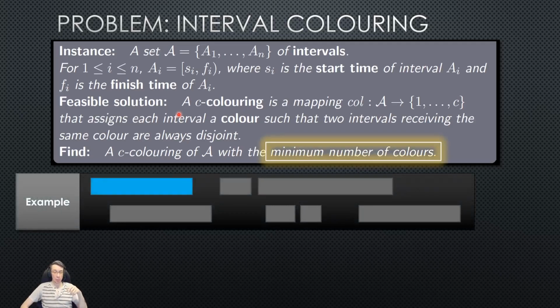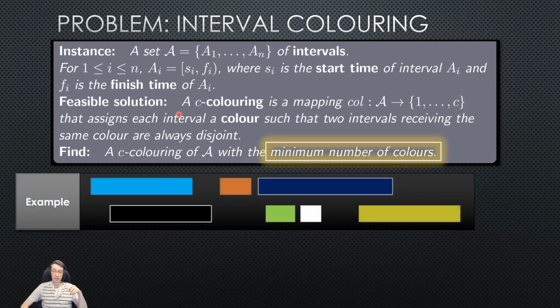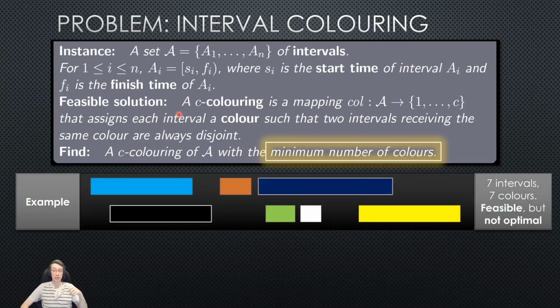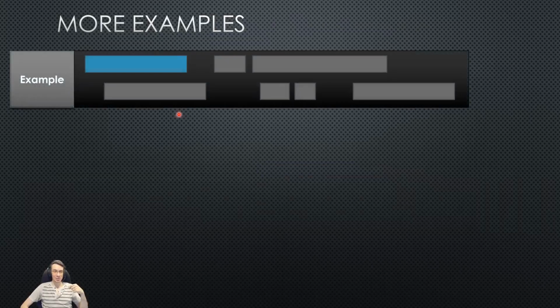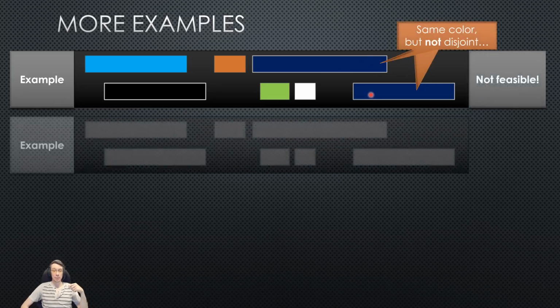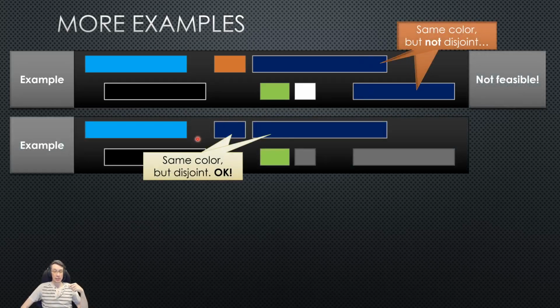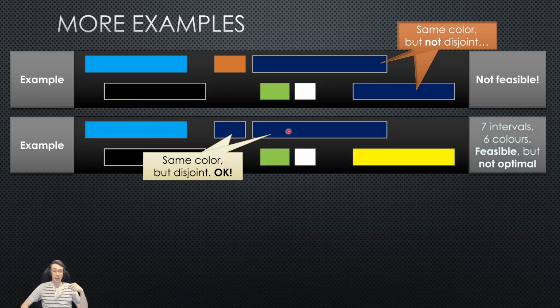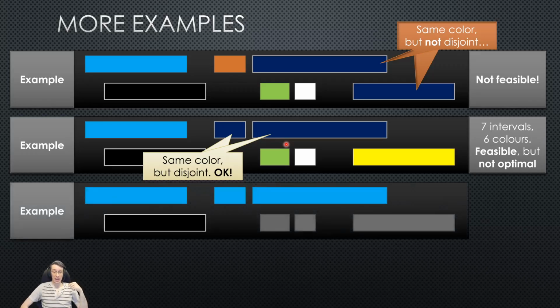So for example, we could just pick a different color for every single interval, and this would be a feasible solution, but it clearly is not optimal. So a couple of other examples we can use here: we can't color these two the same way because they overlap, right? So this is not feasible. In this example, it's okay for these two to be colored the same way because they're disjoint. So this is okay. It uses 6 colors. We managed to reduce the number of colors by 1 by coloring 2 adjacent intervals the same color. And of course, we can actually color all of these intervals with 2 colors.